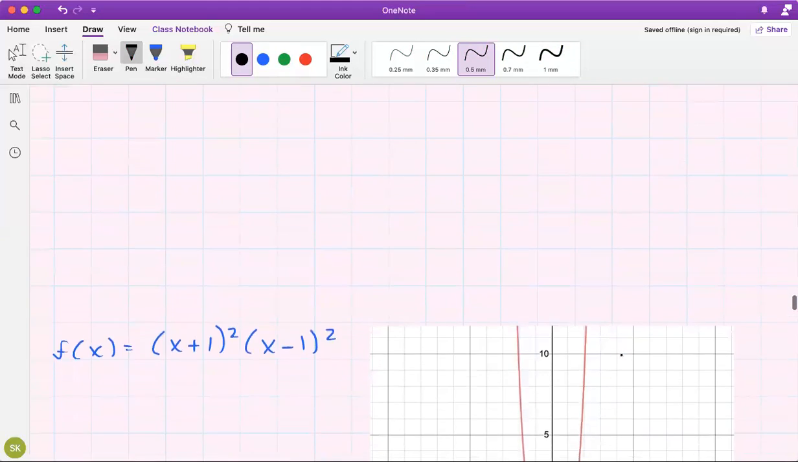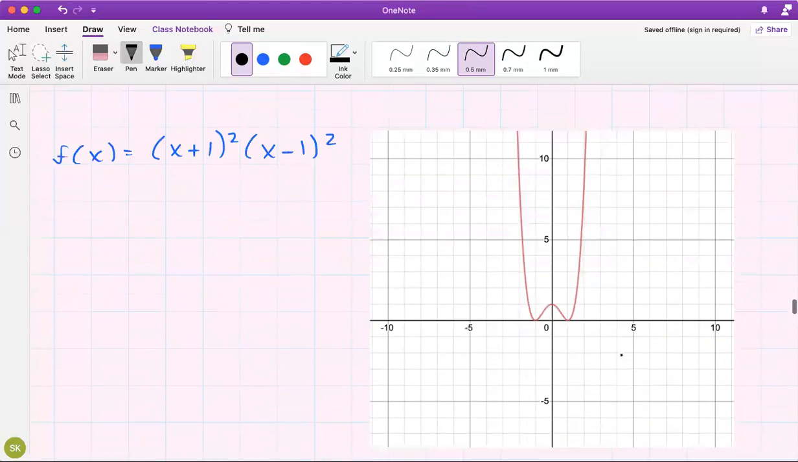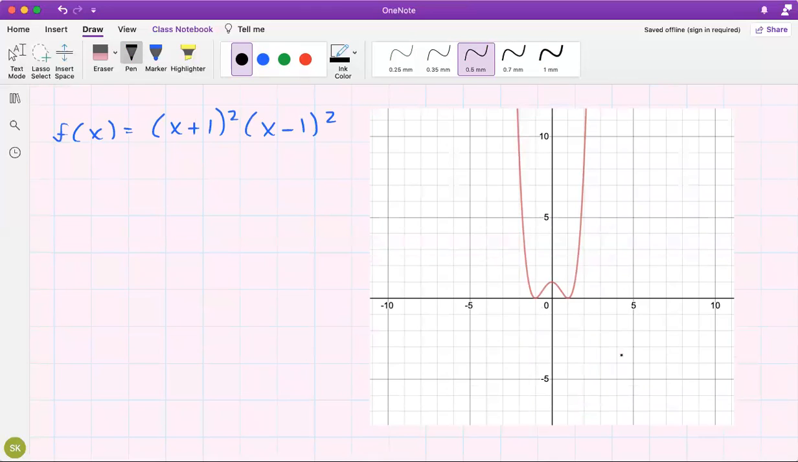Let's move on to another example. Here I have the function (x + 1) squared times (x - 1) squared. Okay, let's go ahead and start writing some things down. At first, I want to figure out the degree of this function. How can I do that?